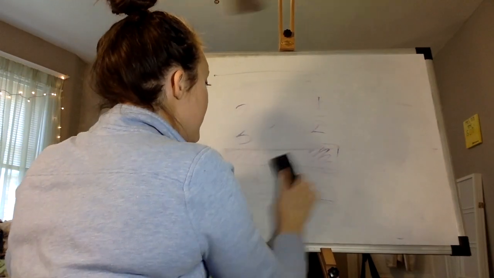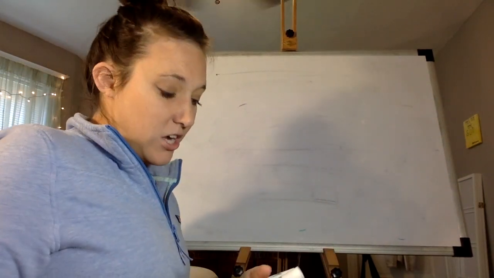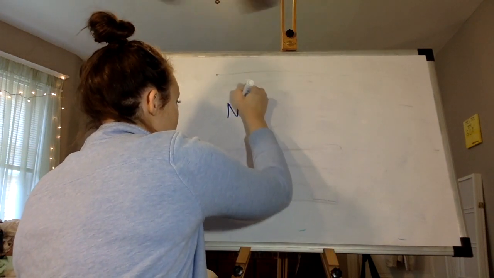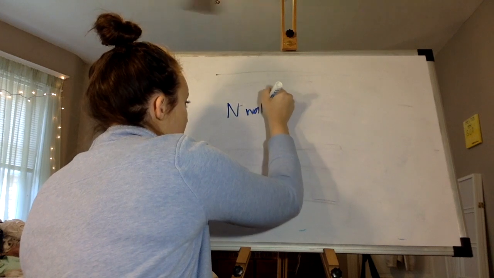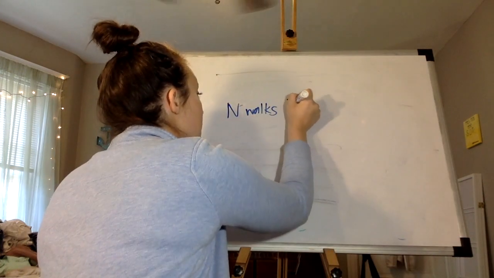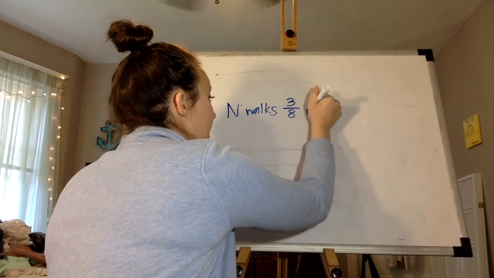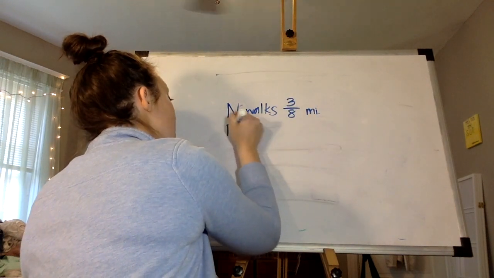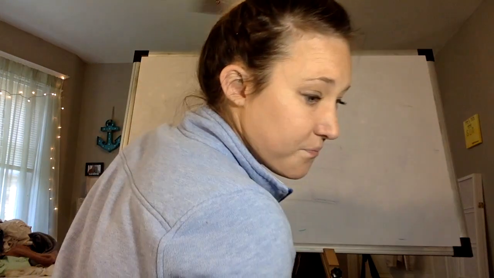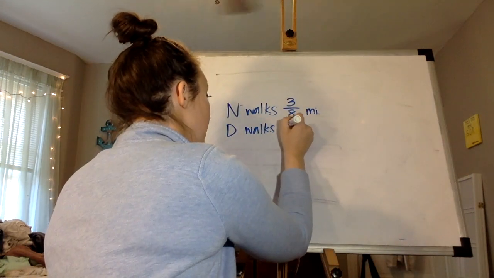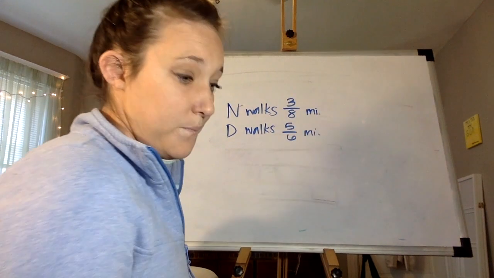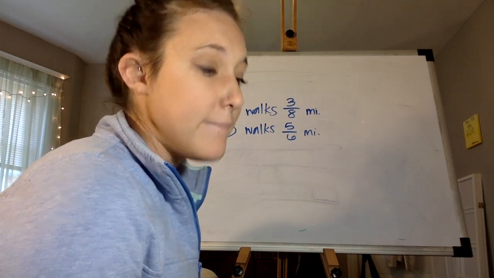So for understanding the problem, I know that Newton walks, so I'm going to put an N. He walks 3/8 of a mile. Descartes walks 5/6 of a mile. Okay? So that's understanding the problem. That's step 1. Make a plan.